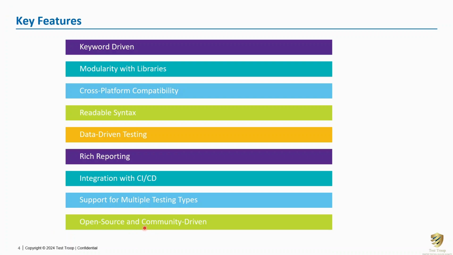Feature number 9, open source and community driven. It is an open source framework maintained by a large community of contributors. The active user base and strong community support make it easy to find resources. In case of any questions, you can write to the community and find the answers. It also supports a lot of plugins and libraries to enhance the framework.